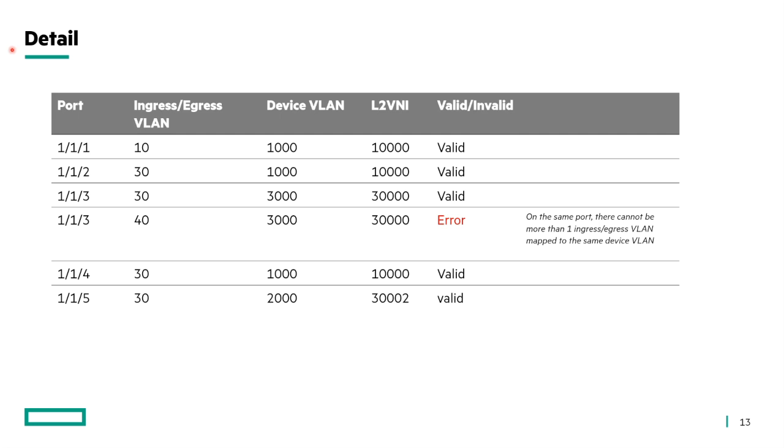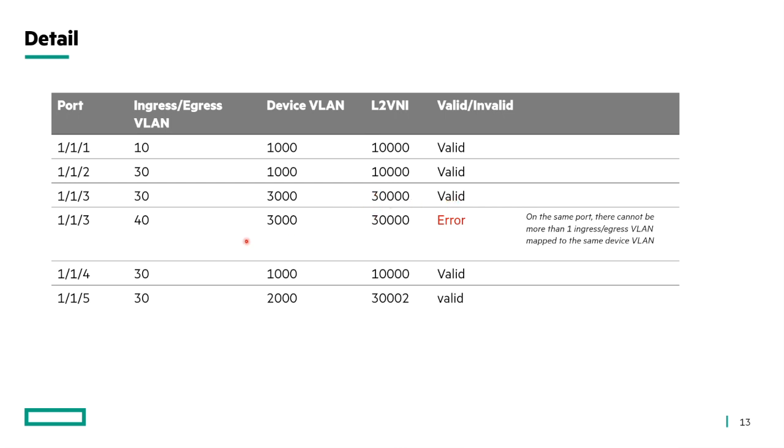Now on to details, caveats and configuration. So more detail to go through. These are some of the rules and guidelines. On interface 111, we've got ingress-egress VLAN 10, mapped to device VLAN 1000, mapped to layer 2 VNI of 10,000. That's valid. On 112, we've got a different ingress-egress VLAN 30, mapped to the same device VLAN and the layer 2 VNI. That's valid. 113, we've got an ingress-egress VLAN of 30, mapped to a device VLAN of 3000, and a different layer 2 VNI of 30,000. That's valid.